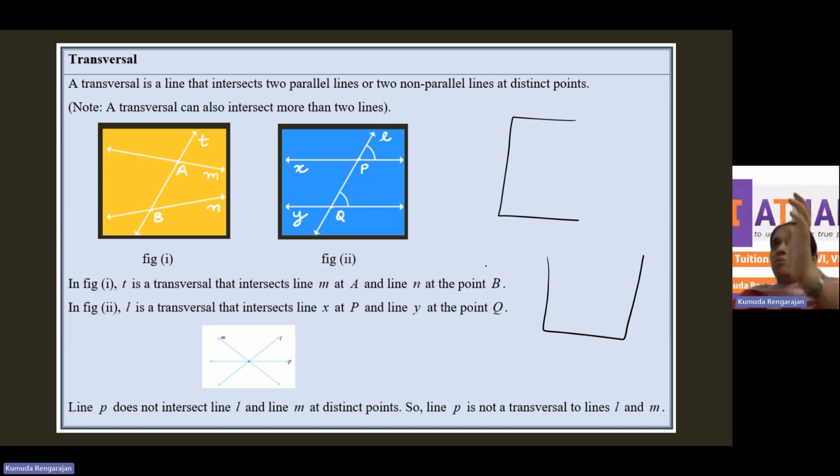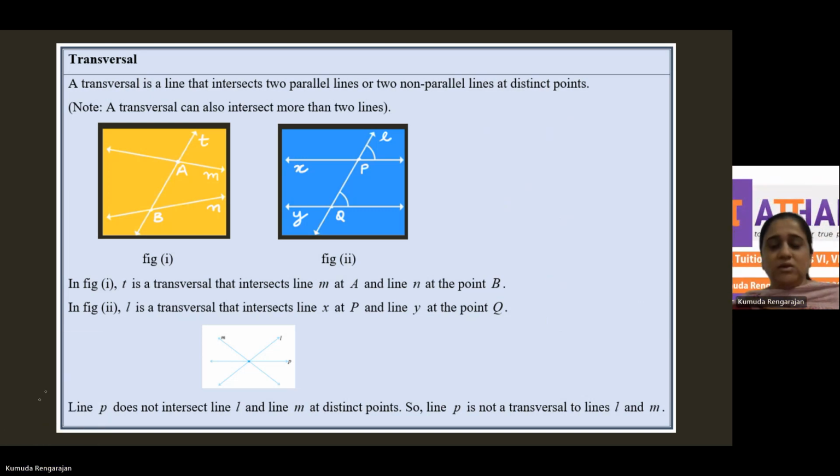You think of the letter C and you turn it through 360 degrees. It keeps changing shape, and all of them are allied angles. See here and here. This angle and this angle are allied angles. These two are parallel lines and this one is a transversal.